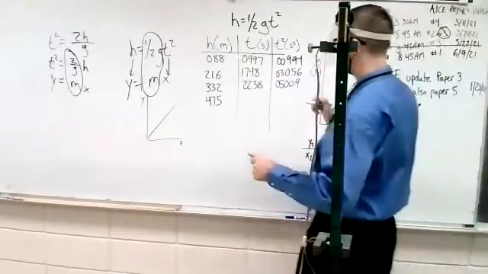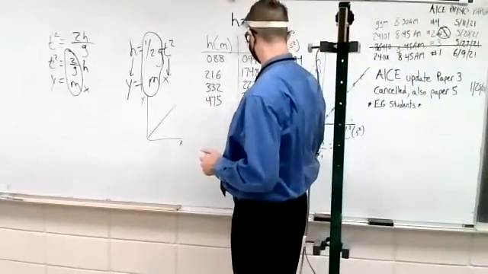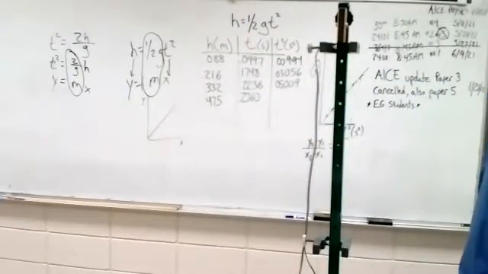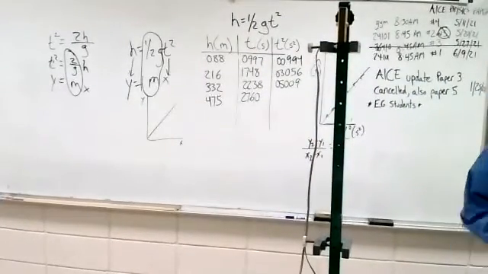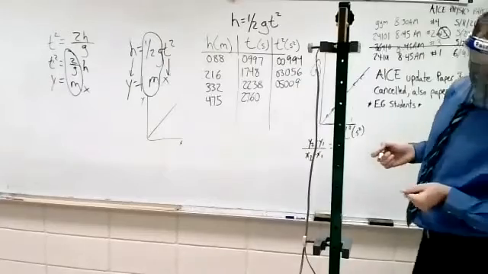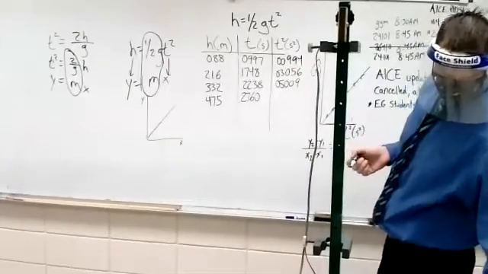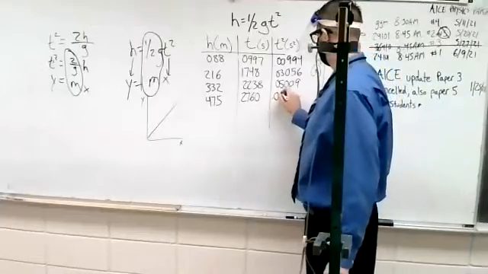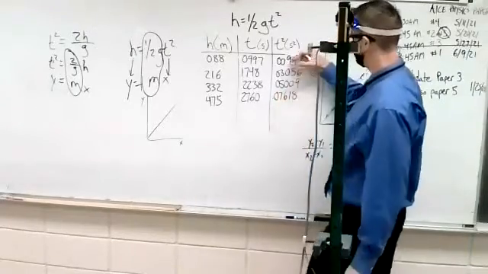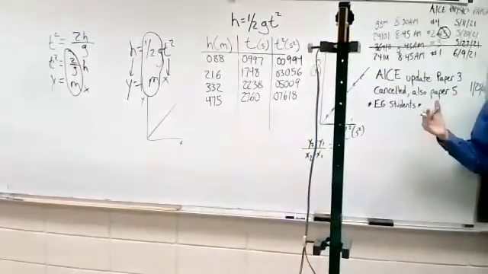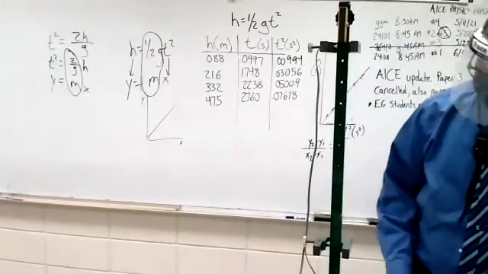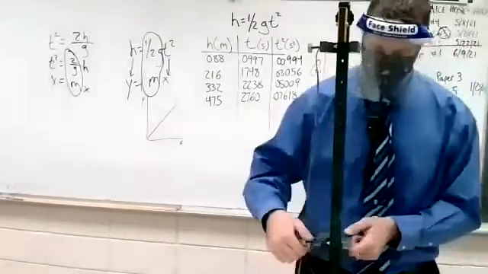0.2760. 0.276 squared, 0.07618. Again, we're seeing a nice trend, right? Just like you would expect to. 4 data points.